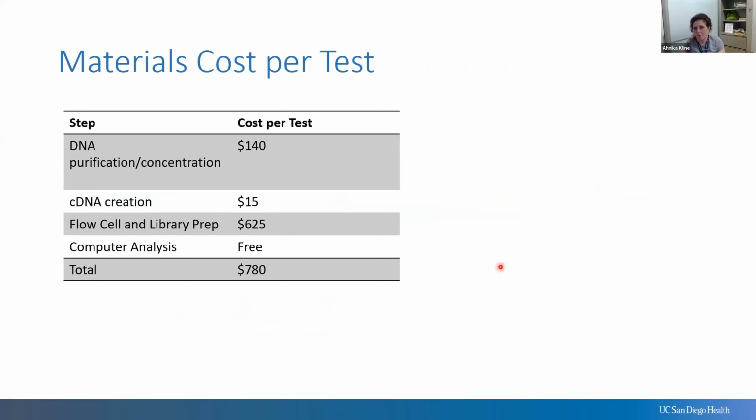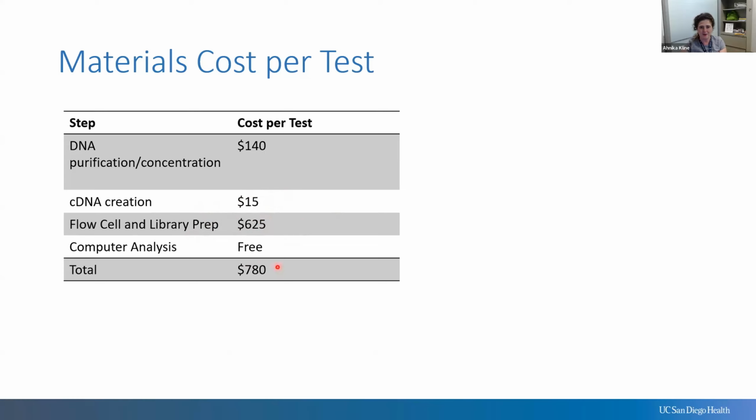So one of the other things that we had to optimize is the materials cost. And so currently this is what our materials cost. The DNA purification and concentration reagents are $140 per test, basically whether for RNA and DNA together. cDNA creation, which obviously is required for the RNA part, is $15. The flow cell and the library prep, we actually got a pretty good deal from Nanopore, and it's at $625. It was better than I thought.